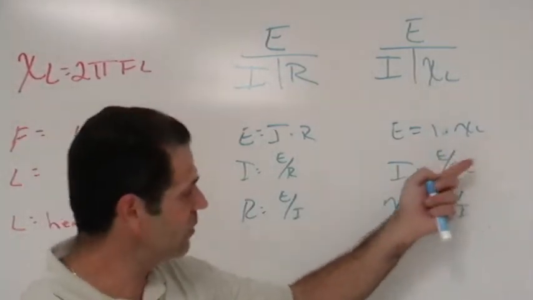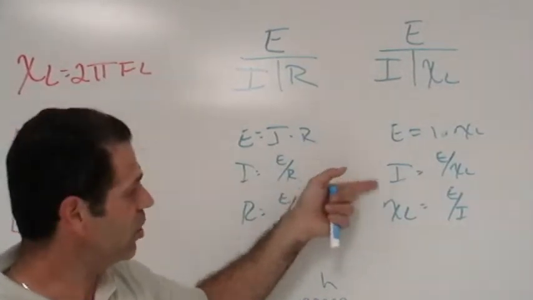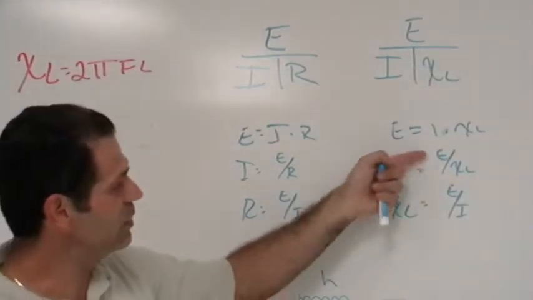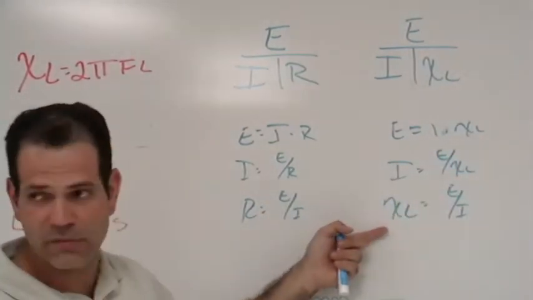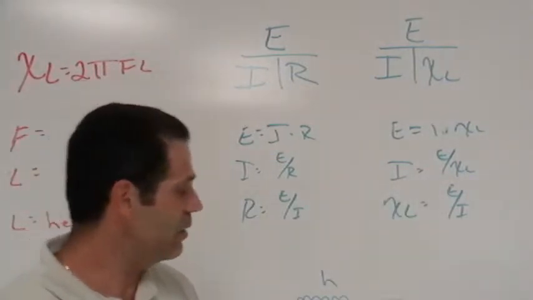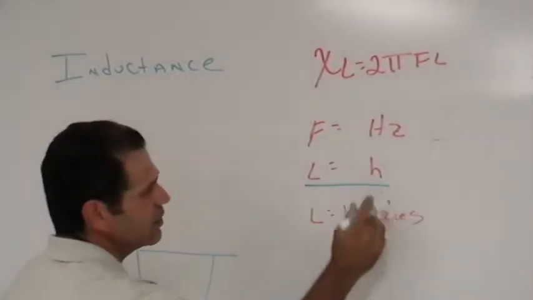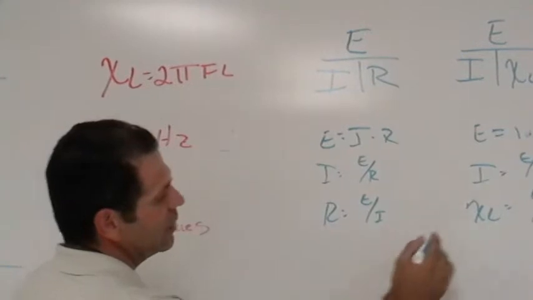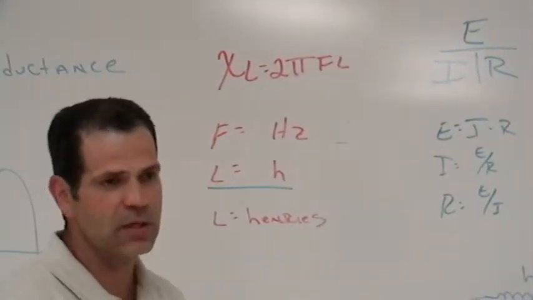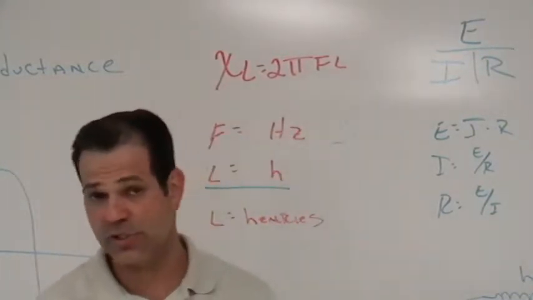We can come up with formulas that deal with inductance in alternating current. E is equal to I times X of L. I is equal to E divided by X of L. And X of L is still the same as E divided by I. Now, these values for inductance and the value for inductive reactance, when we put them in a series circuit, the formulas are very similar to those of DC resistance.